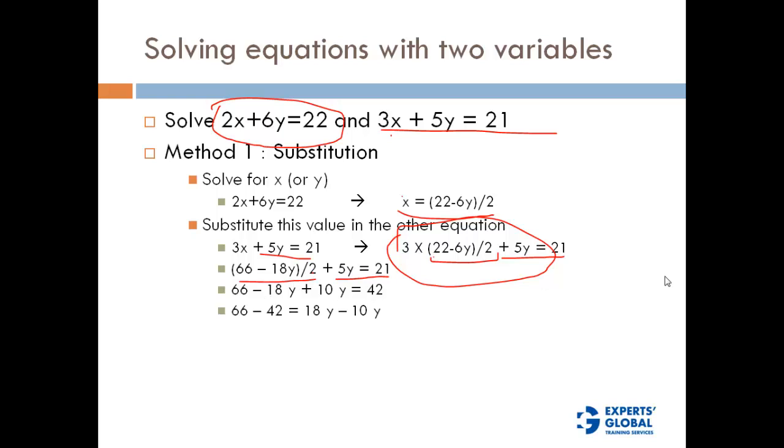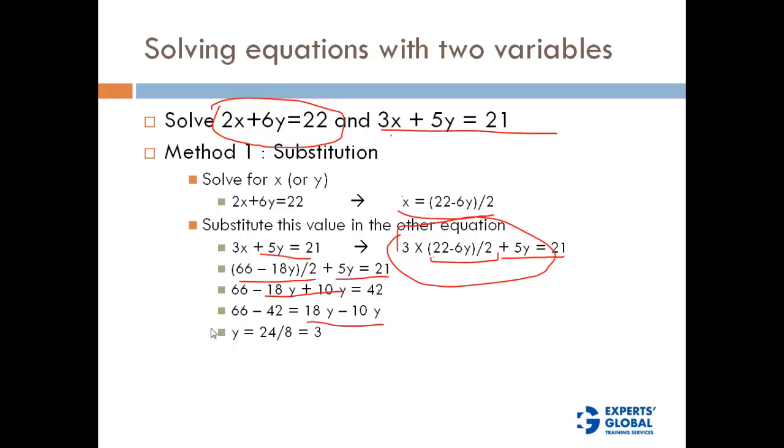So this is very straightforward now. 66 minus 42, so we got this 42 from the right hand side to the left hand side, and we got all the y terms from the left hand side to the right hand side. So on the right hand side we have 18y minus 10y. So we get y is equal to 24 by 8, which is equal to 3. So y is equal to 3, we are able to find now.